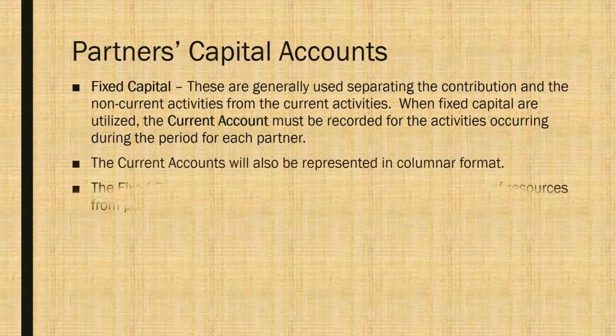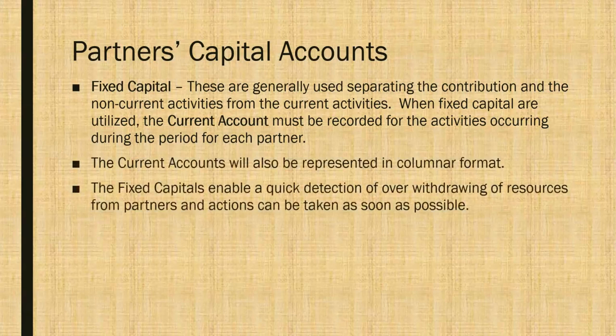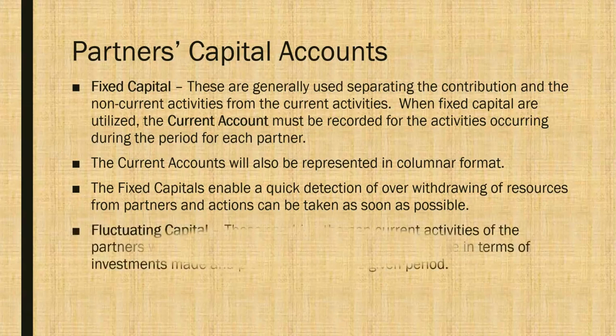So as I said, the current account is represented in columnar format as well, just like the capital account, right? So the fixed capital account would enable you to quickly detect whether a partner is withdrawing too much from the business, and you can take action as soon as possible.